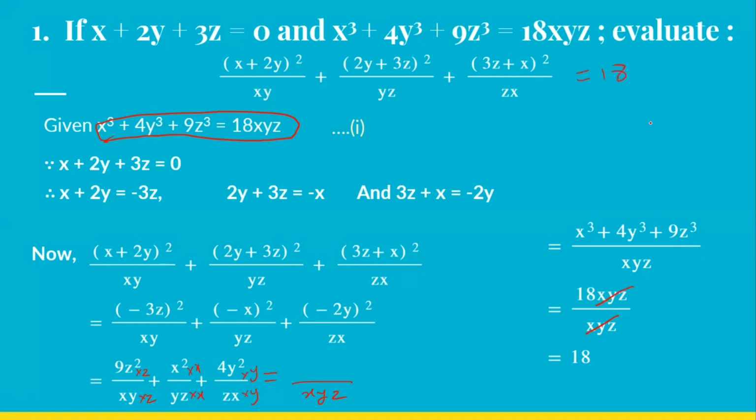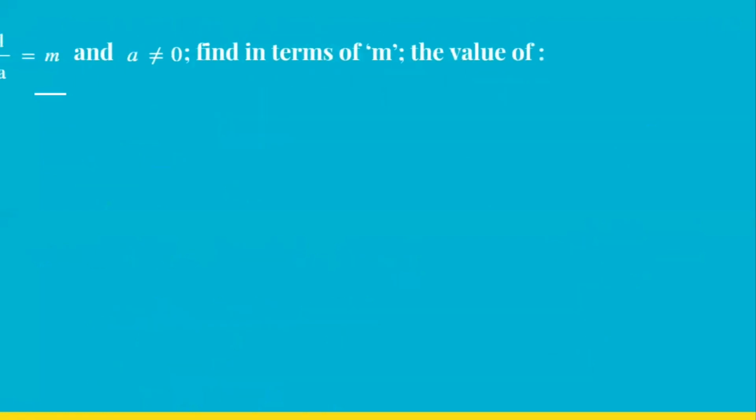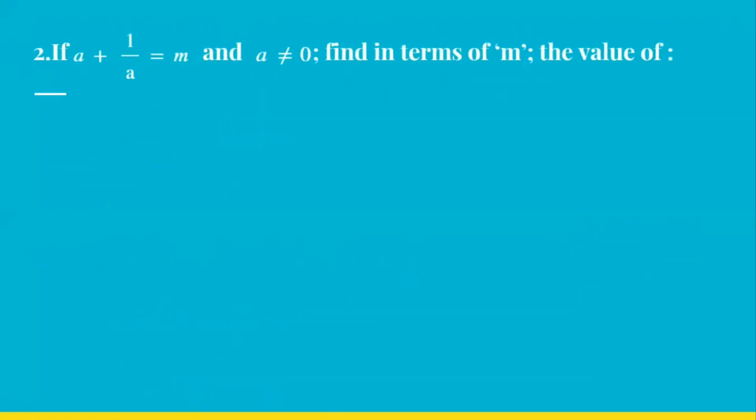Okay, we move on to the next question now. And here it is: if a plus 1 upon a is equal to m and a is not equal to 0, find in terms of m the value of a minus 1 upon a. So we start with the given. The given expression was a plus 1 upon a is equal to m.